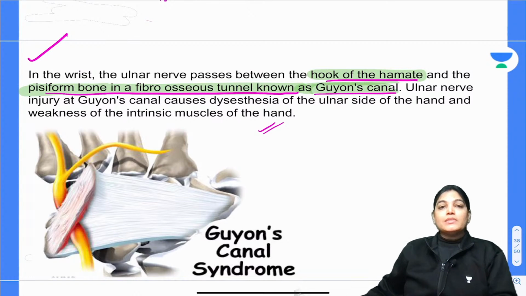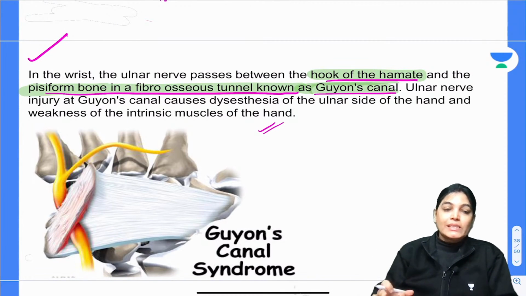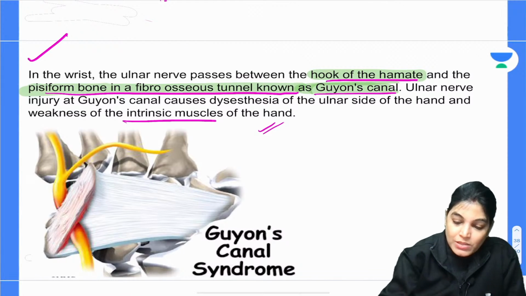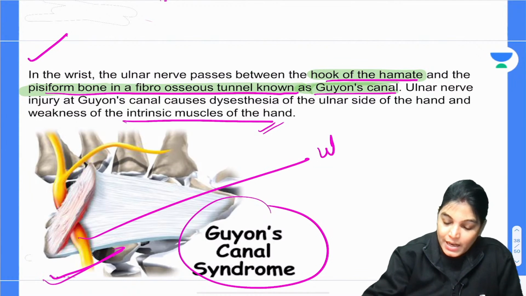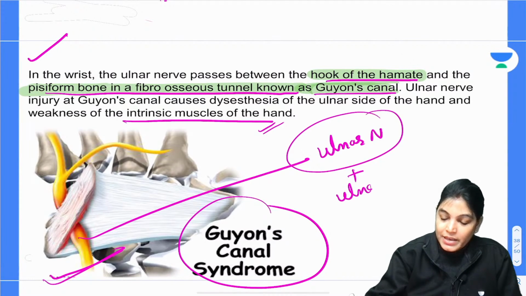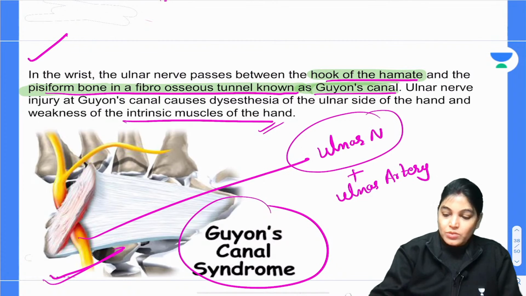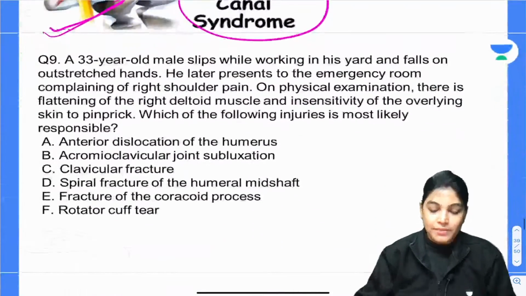Now, the ulnar nerve passes through Guyon's canal and compression here is responsible for decreased sensation on the ulnar side of the hand, and it is also a reason for weakness of the intrinsic muscles of the hand and hypothenar muscle. So here it is Guyon's canal syndrome, and the nerve affected is the ulnar nerve. Actually, in Guyon's canal, both the ulnar nerve and the ulnar artery pass, so these will be compressed in Guyon's canal syndrome. Is it okay? Let's move on to the next. Can we move on to the next MCQ? That is MCQ number 9.